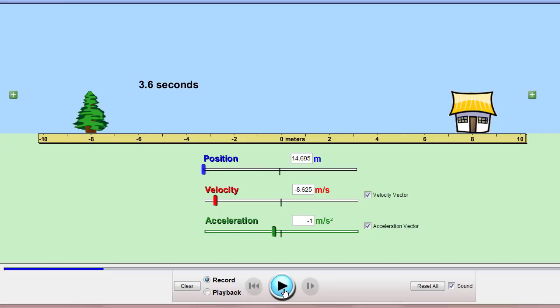You should have seen, as he went across the screen, that red arrow is getting bigger and bigger, which means he was getting faster and faster. He was speeding up with the negative acceleration and negative velocity.